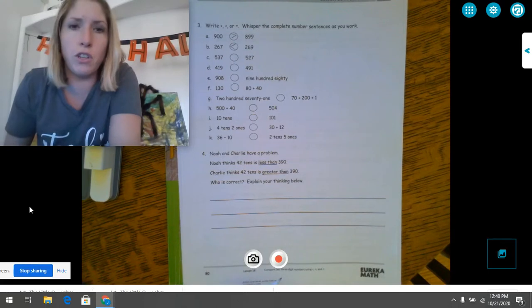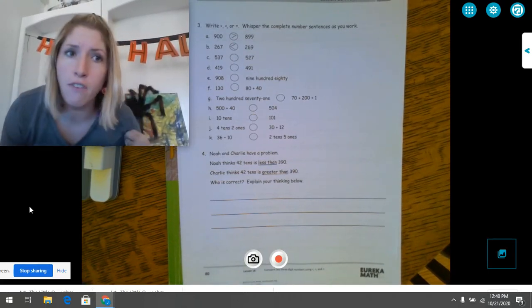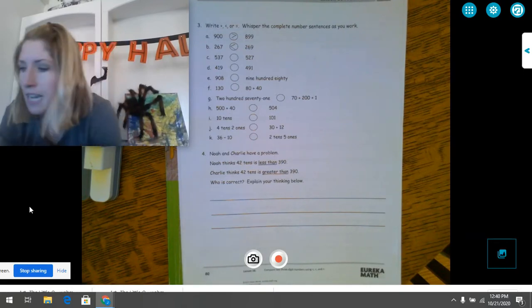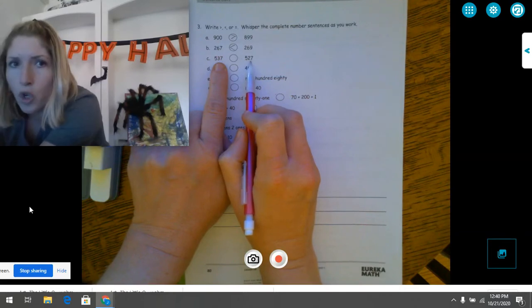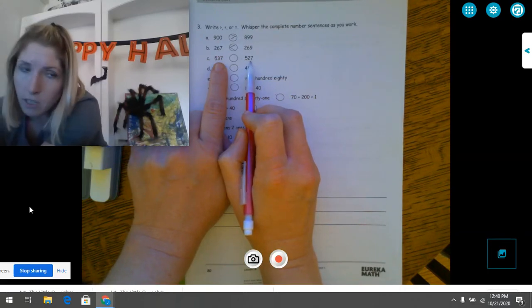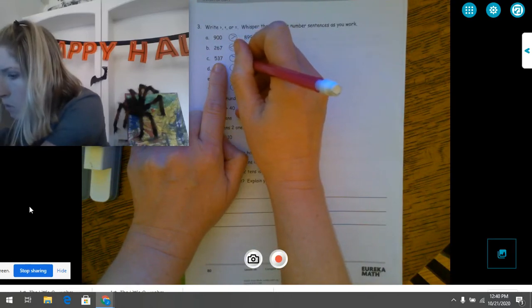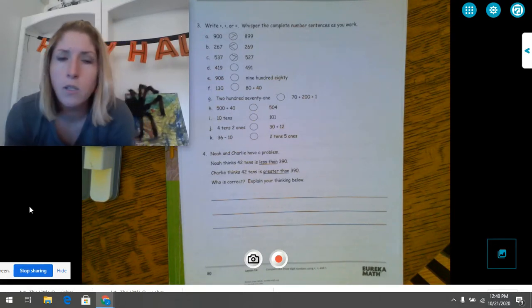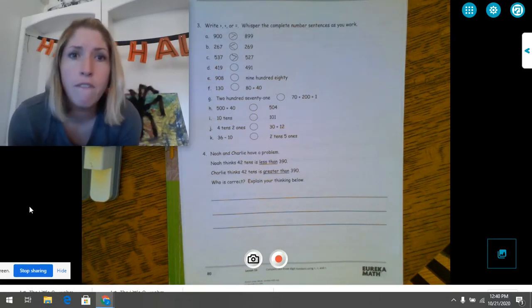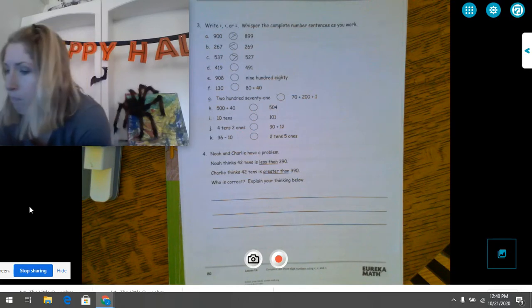Next, we have 537 and 527. So they both have a 5 in the hundreds place. So we're now going to look at the tens place. And this one has a 3 in the tens place, and this one has a 2 in the tens place. So which is greater, 3 in the tens place or a 2 in the tens place? The 3 in the tens place is greater. So we're going to make the mouth open up towards the 3 in the tens place. So now we read that sentence together. 537 is greater than 527. Good job.